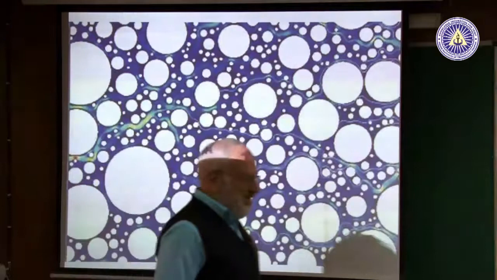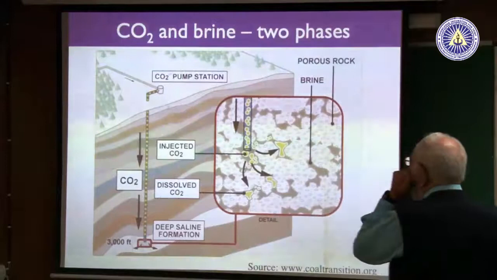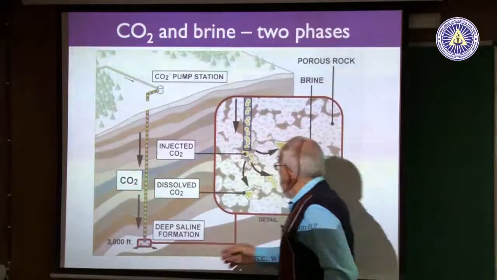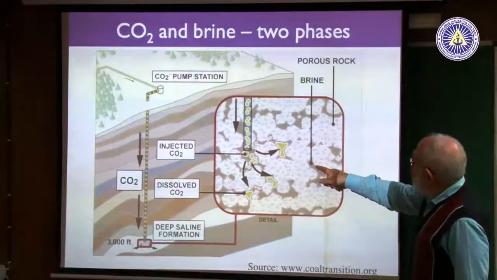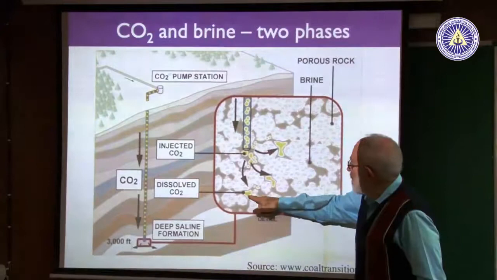Okay, here's now an example, particularly for carbon dioxide. We're putting in the carbon dioxide. Here's an indication of the structure. There's some salty water or some brine here. There's a porous rock here. We've got some dissolved carbon dioxide. It's really quite a difficult problem.